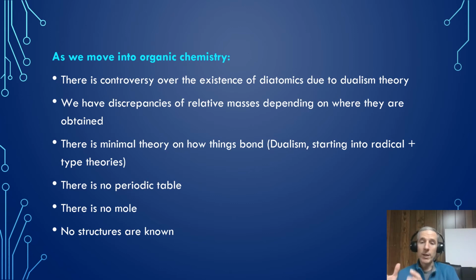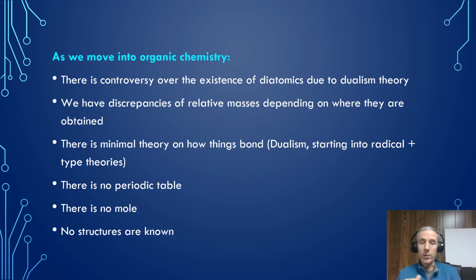Other people were using gas experimental data from people like Avogadro, who were saying, no, there's evidence here when we look at the combination of these gases that there must be more particles within a molecule of hydrogen or of oxygen or of nitrogen, and therefore there must be diatomics.